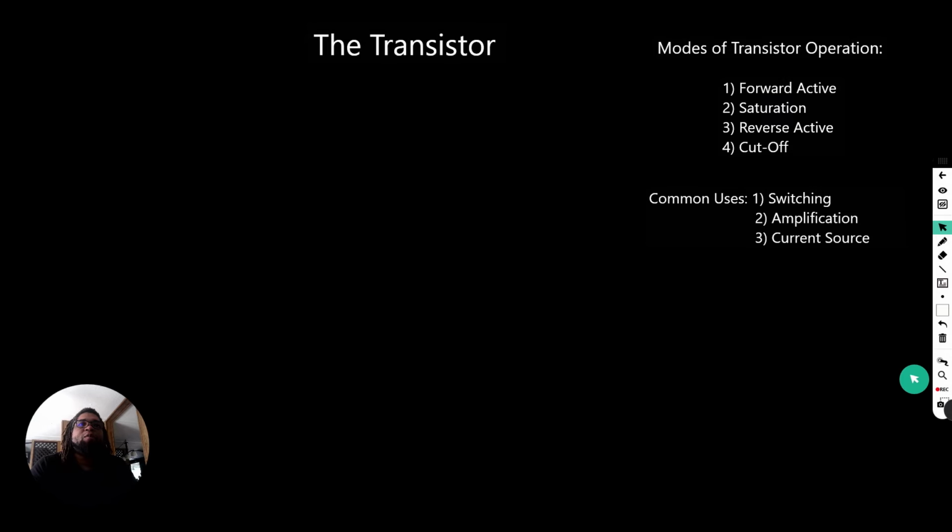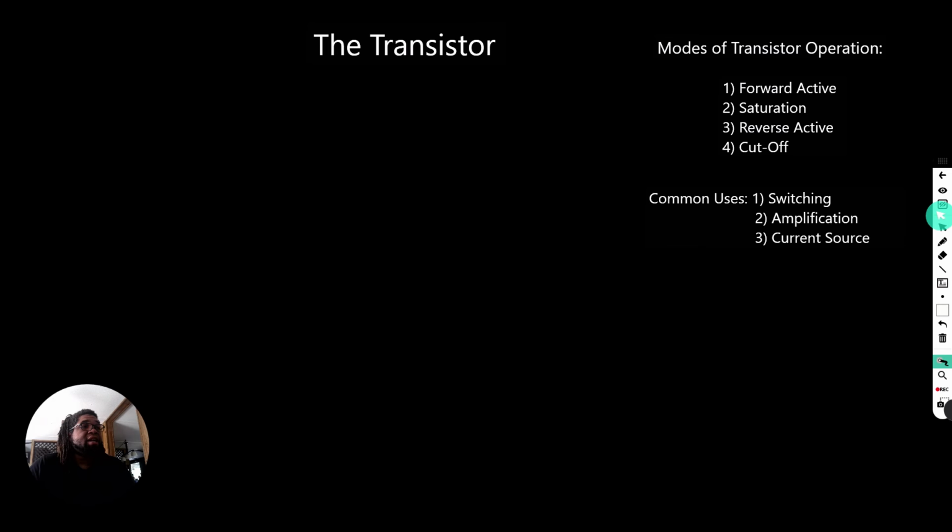All right, so here we are at the whiteboard, and we'll go into some more details about the transistor. So first off, let's talk about the modes of the transistor, and then we'll talk about the common uses. So there are four common modes of the transistor. It's going to be forward active, or as we refer to it oftentimes, forward bias. There's going to be saturation, which is basically the point to which the transistor can't do any more. That's usually talked about in terms of amplification. Okay, so basically it's hit its wall as far as amplification.